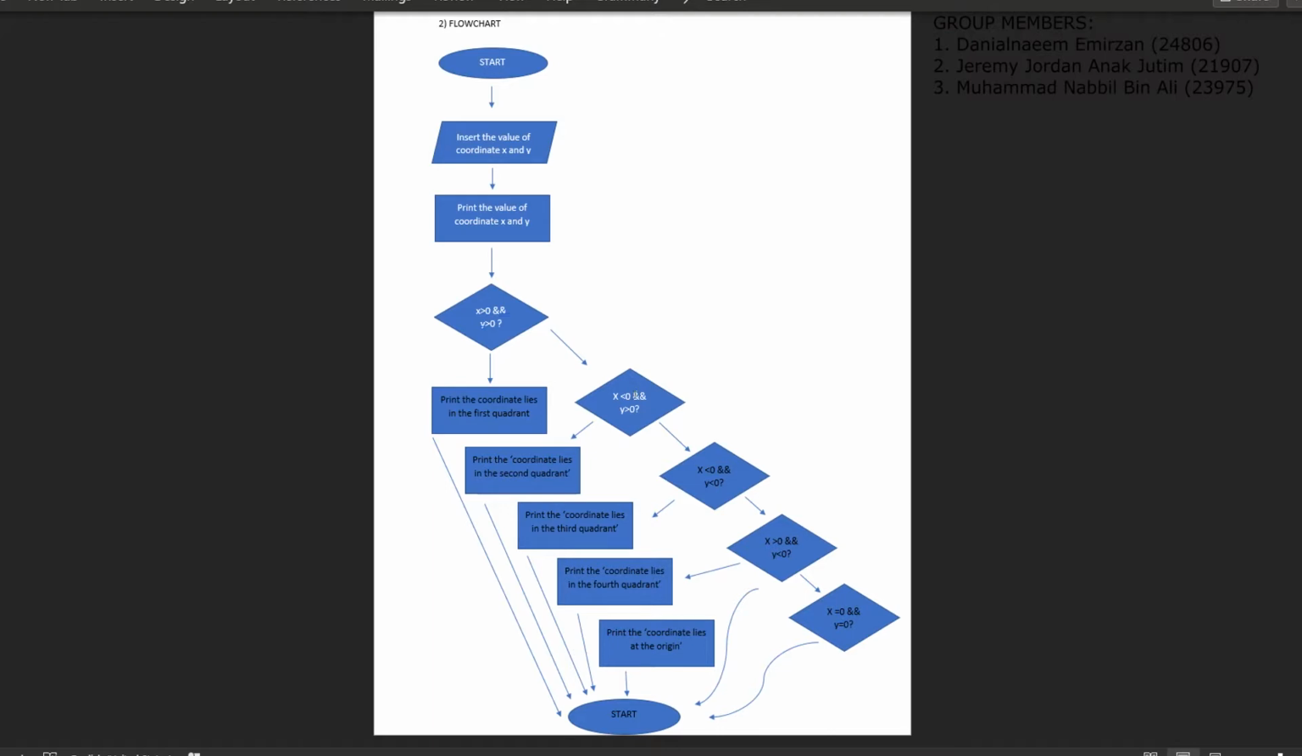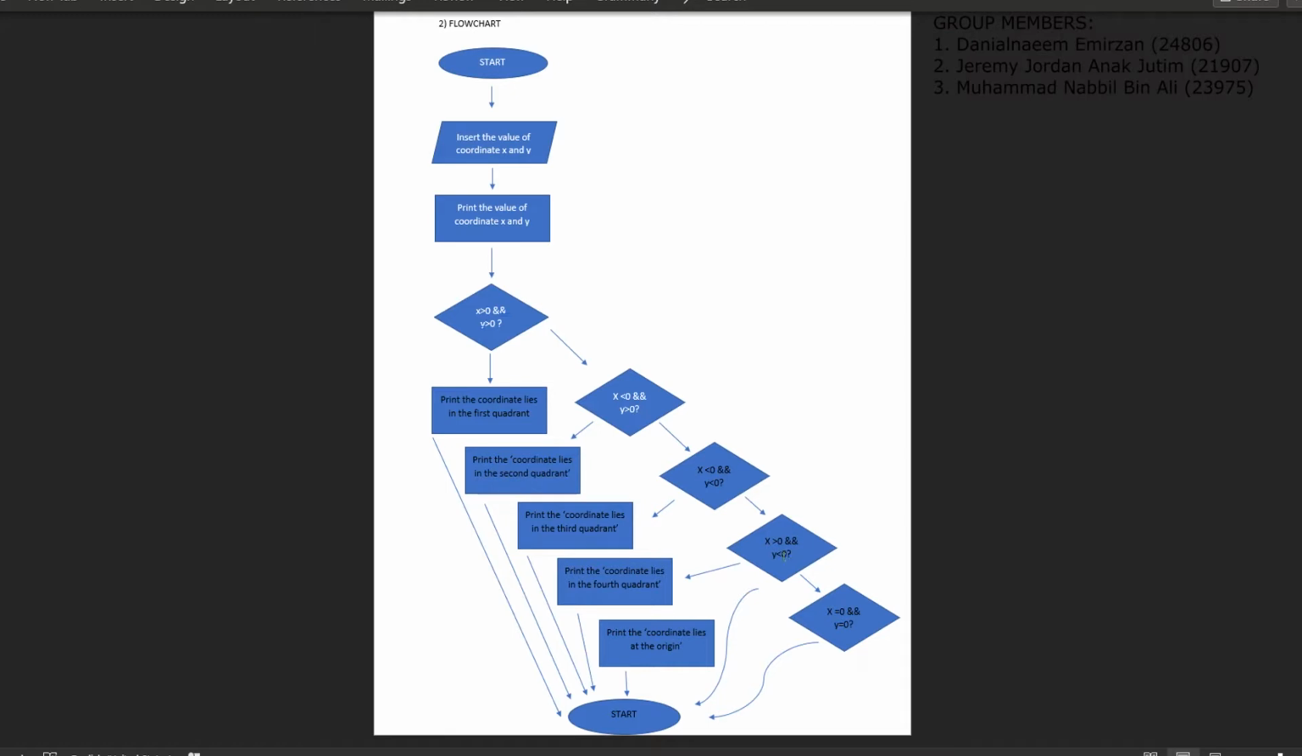The next statement is if x is smaller than 0 and y is greater than 0, the computer will print the coordinate lies in the second quadrant. Same as the previous one, if the statement is false, the computer will go to the next statement. If x is smaller than 0 and y is smaller than 0, the coordinates lie in the third quadrant.